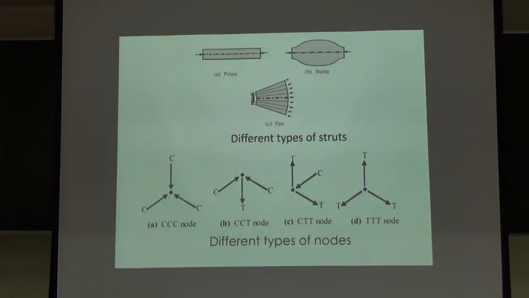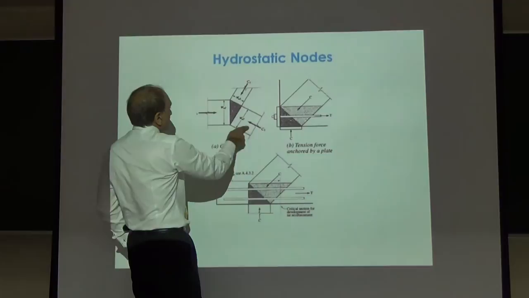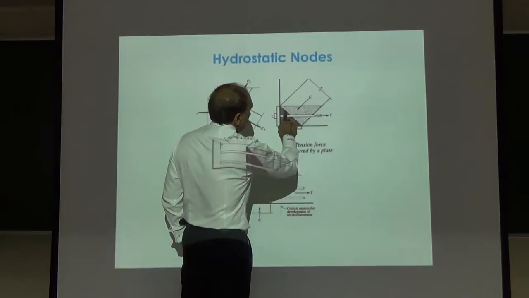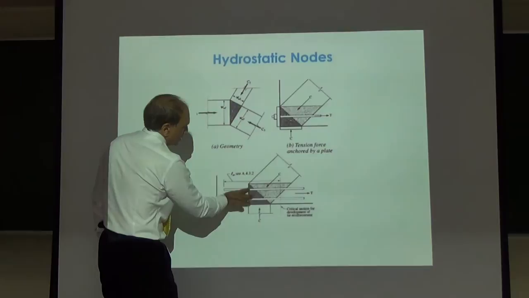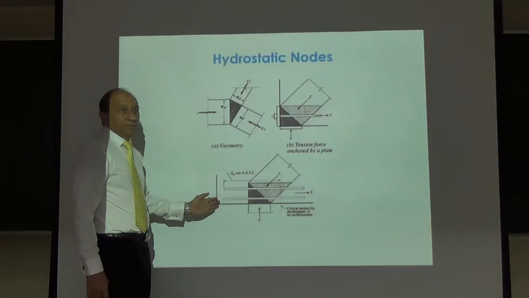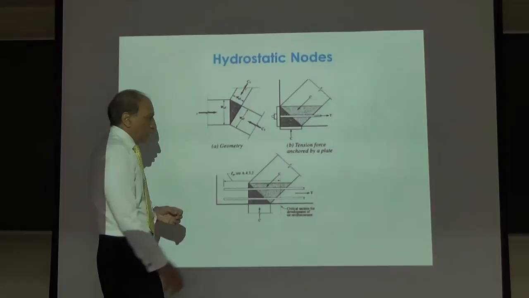Hydrostatic nodes, so now you can see if it is C, C, C, it will look like this. If it is like this one, C and T, it will look like this. You have to make sure that the anchorage is achieved properly. Sometimes we can extend the beam beyond the support to get the anchorage, or move the support a little bit to this side, or we put the plate here, or put the plate here. So there are many ways to handle these things.